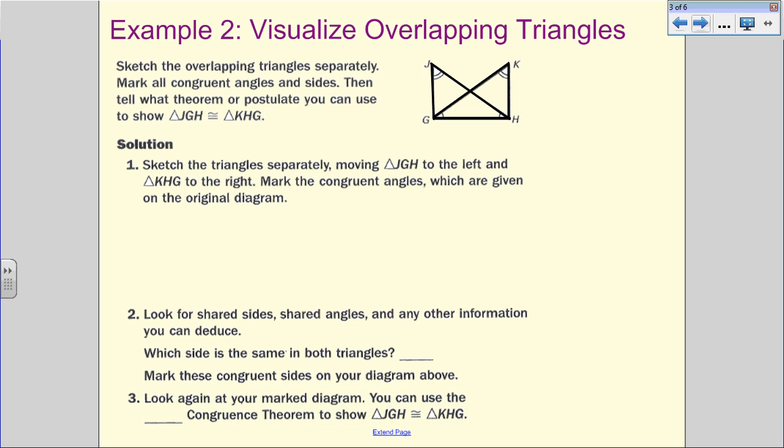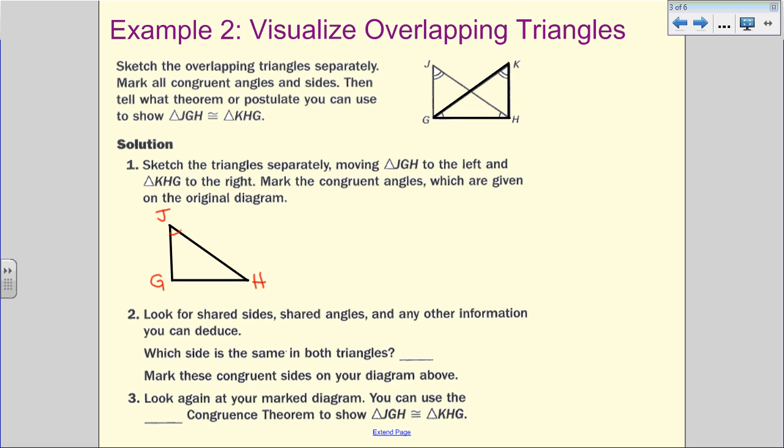So what we want to do is sketch the triangles separately. They're telling us to move GHJ, or JGH, and they say move it to the left. So I'm going to take that angle, move it to the left. I need to follow the names of that. So this is J, G, H, and then I need to mark any congruency.